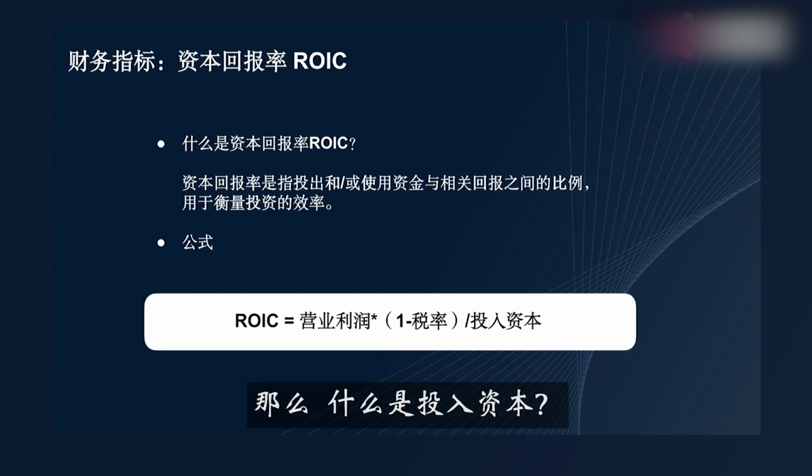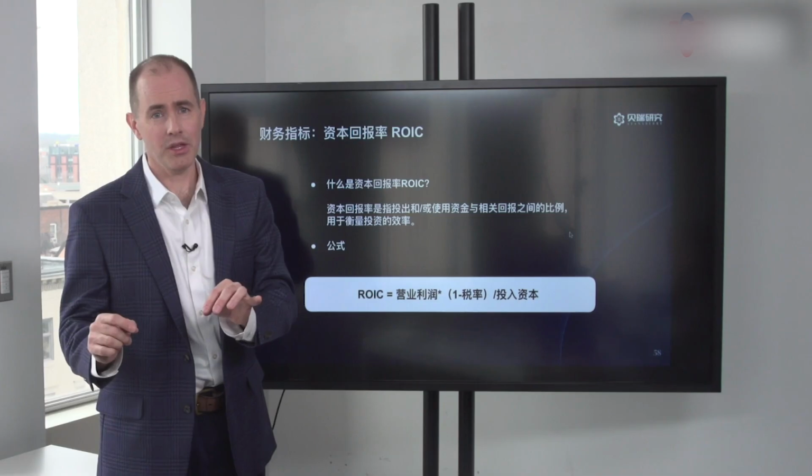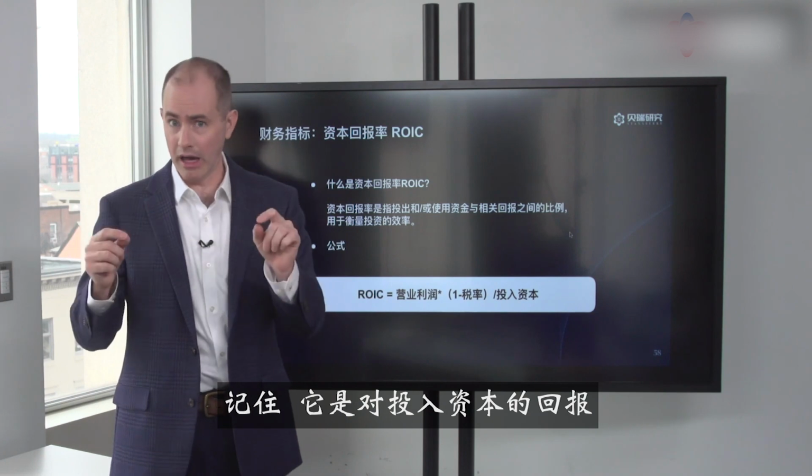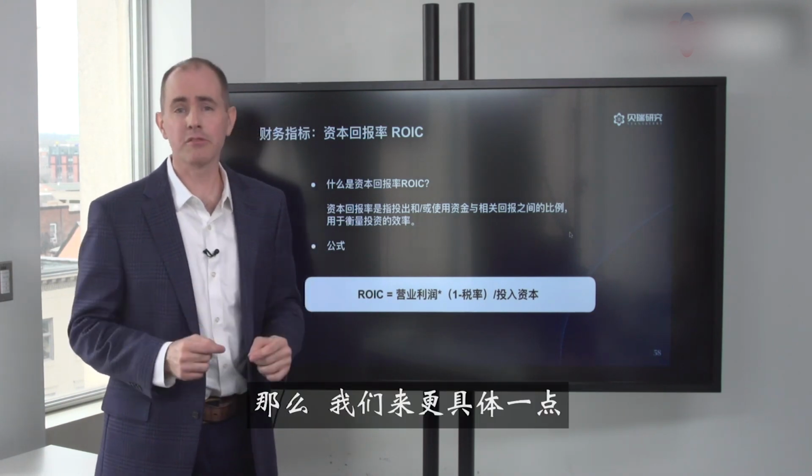So what is invested capital? Basically, it's anything, capital that's put into the business on which investors expect a return. Remember, in English, it's return on invested capital. So let's get a little more specific.